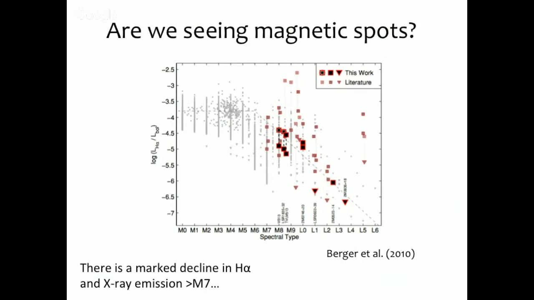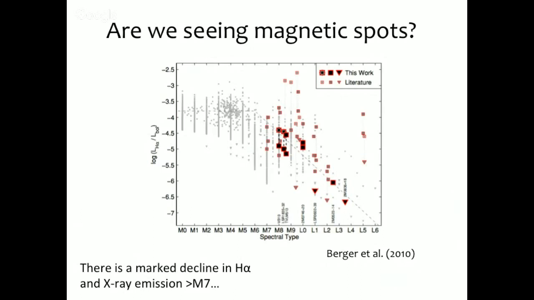So other possibilities that can explain this are more traditional star-like things like magnetic spots. Now, this was generally ruled out early on because when we look at the traditional signatures of magnetic activity, things like H-alpha emission and X-ray emission, those decline very rapidly. This is showing the relative H-alpha to bolometric luminosity for a range of spectral types, from a nice study by Ado Berger. You can see that in many studies they've shown that this just drops off when you get to the late M, early L dwarf regime.